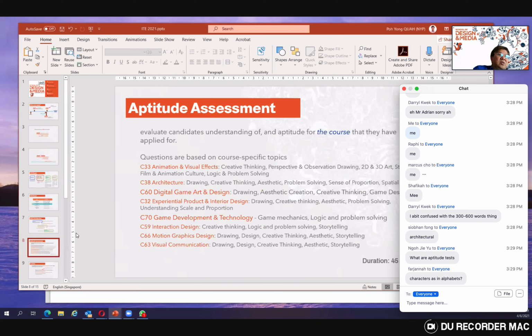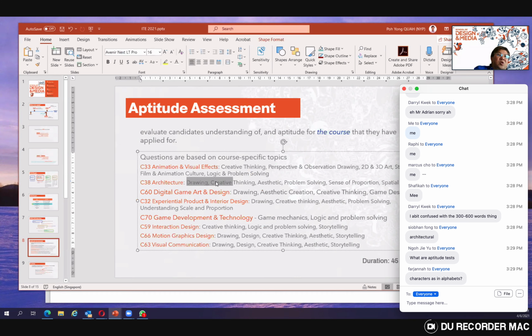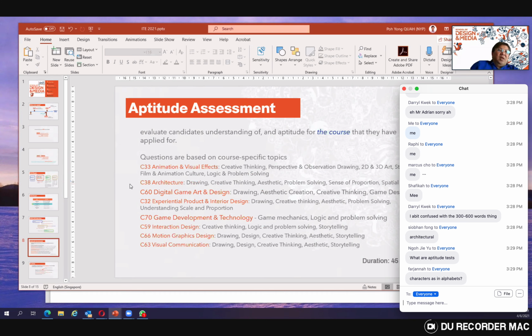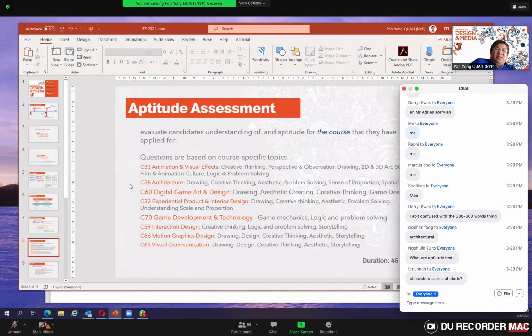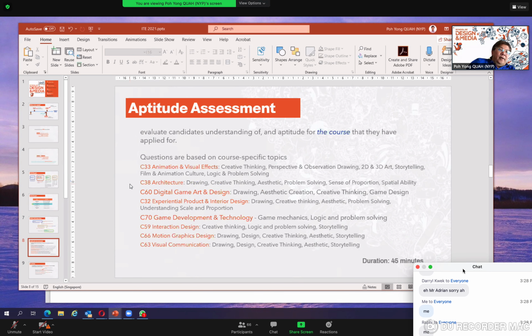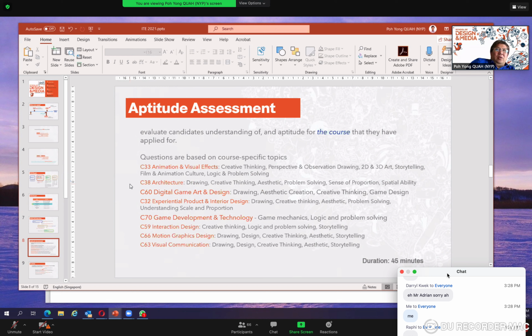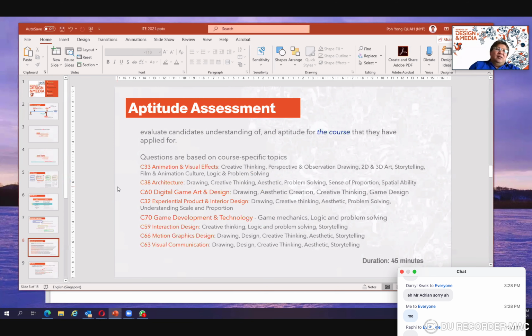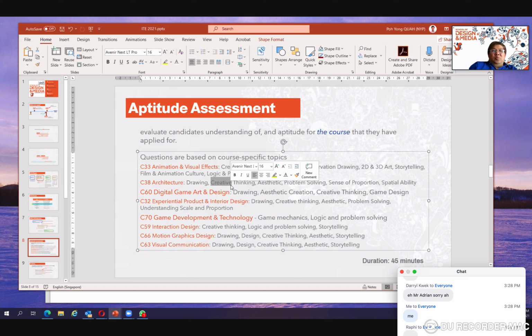So what is inside the test? For example, in architecture, we will give you a test paper. In the test paper, there are questions about drawing, ask you to draw something, ask you to analyze something. I cannot tell you the question. So they ask you some drawing, observation skills. Then they will ask you to do some simple problem solving. These are something that you should be already doing as an architecture student, something that you have been doing for the past 1.5 years.